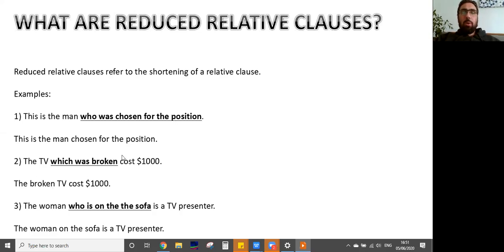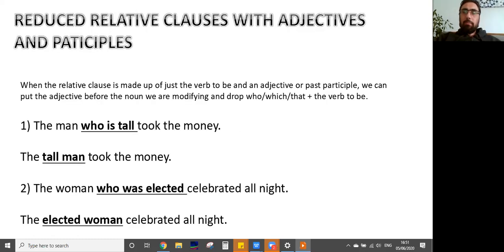The TV which was broken, the broken TV cost $1,000. So we're dropping quite a bit of information, and we're also changing the structure. The woman who is on the sofa is a TV presenter. The woman on the sofa is a TV presenter. So here as well, the relative clause is a lot shorter. Okay, so let's learn how we can shorten these relative clauses. I'm going to show you a few different ways that we can shorten them.